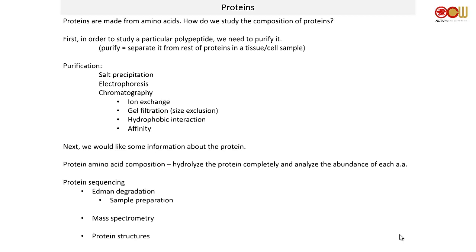So let me bring back this slide where we talked about purification, right? We talked about purification in our last lecture. Now, we're going to look at some information about proteins. First thing is we're going to look at how you determine the amino acid composition. And it's actually quite simple. All we have to do is take your protein, hydrolyze it, break it apart, and then look at what are the amino acids inside. That's one thing. And then we're going to be looking at protein sequencing, and then of course mass spec and protein structures.